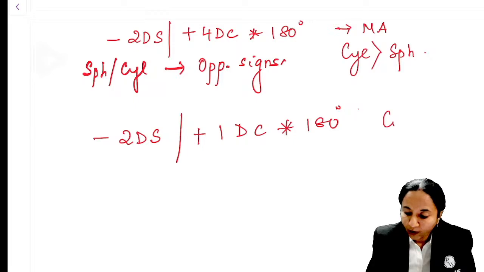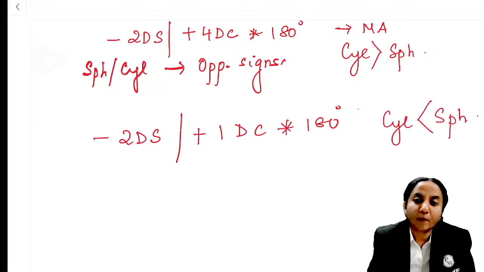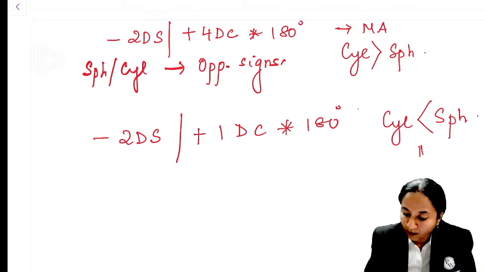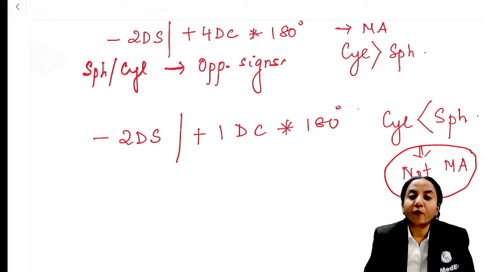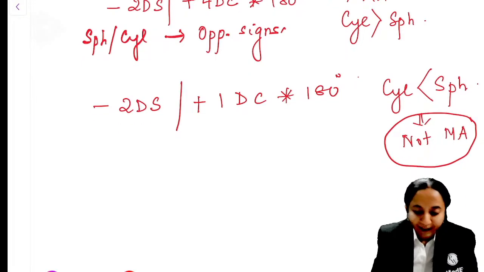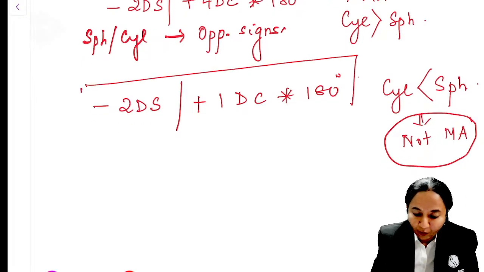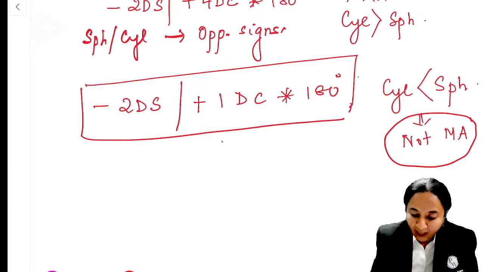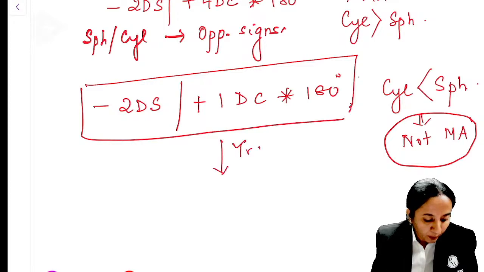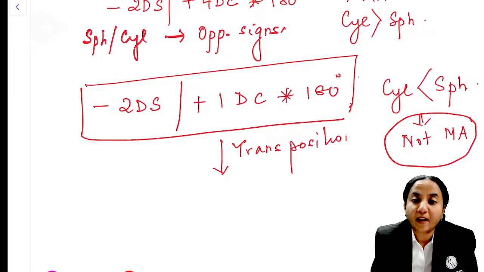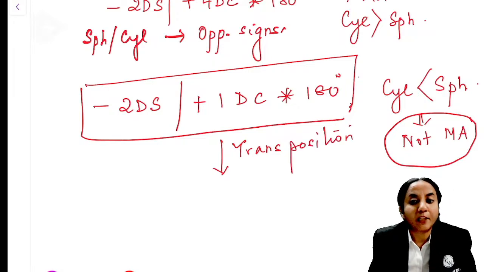Now see here, the absolute value of the cylinder is less than the sphere. This is also a plus minus combination, mind you. But the cylinder is less than the sphere. Now therefore, this is not mixed astigmatism. Isko mixed astigmatism mark mat karna. If you get this, then what you have to do is something which is called transposition. Right? Transposition. Now I'll tell you what we mean by transposition.